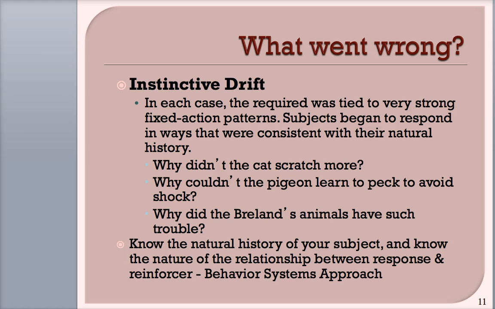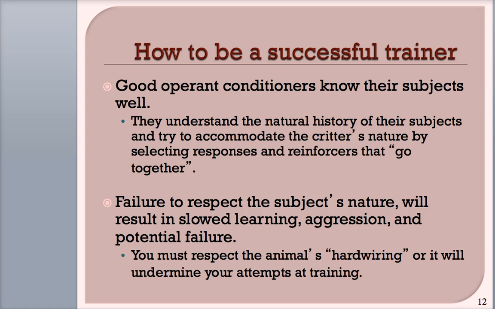And so in the 1970s, we learned about this idea called the behavior systems approach that says that behaviors and reinforcers belong together in certain ways, and that there are different systems. There's a foraging system, there's a territoriality system, there's a mating system, and that behaviors and reinforcers that are very specific to those systems work really well together. But when you take a behavior from one system and a reinforcer from another, you're going to have problems.